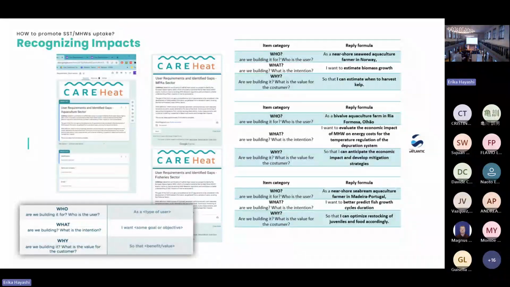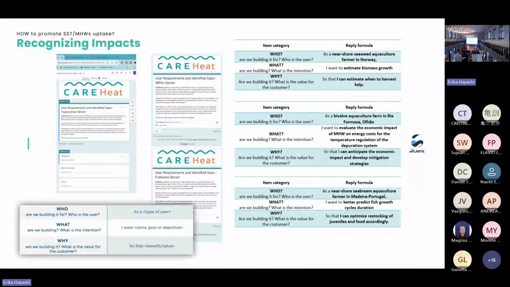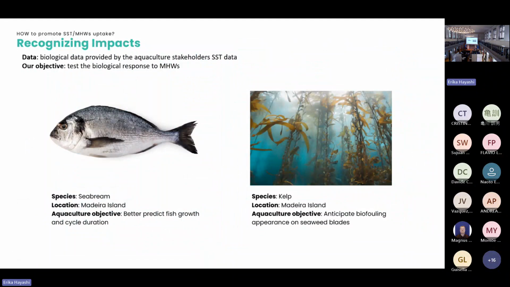And this means that 1 year and a half, it decouples from the seasonal cycle, and sometimes they have the juveniles starting in, say, the spring, and sometimes 1 year and a half later, so in September, October, in autumn. Because for them this is a problem, they want to anticipate and recognize why certain lots grow faster than others. So we studied sea bream and kelp, sea bream in Madeira Island, so in mid-latitudes, and kelp in Norway.